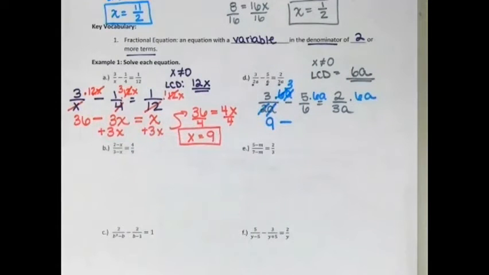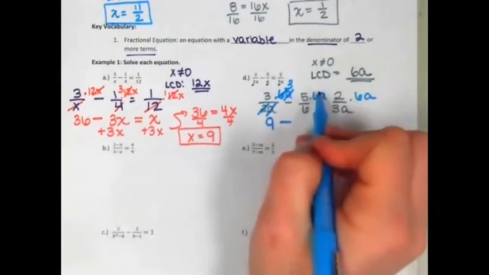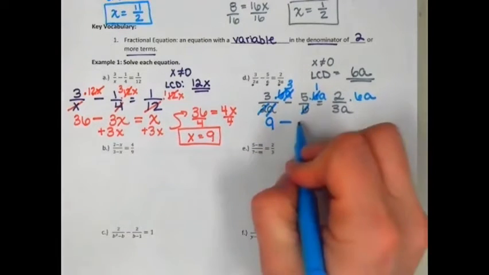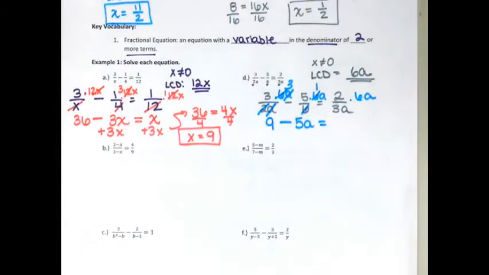All right. Now 5, 6 times 6A. Can I simplify the 6's? Yes. So they're both what? 1. So then what's 5 times 1A? 5A equals 2 over 3A times 6A.